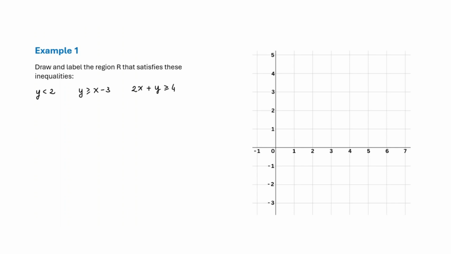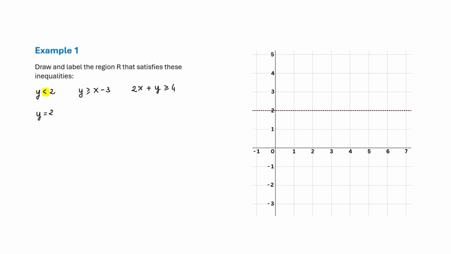Let's start with y is less than 2. First, we draw the boundary line. To do this, we replace the inequality sign with an equal sign. So the boundary line is y is equal to 2. This is a horizontal line through y is equal to 2. The original inequality is y is less than 2. There is no equal sign, so the boundary line is not included. This means we draw the line dashed.